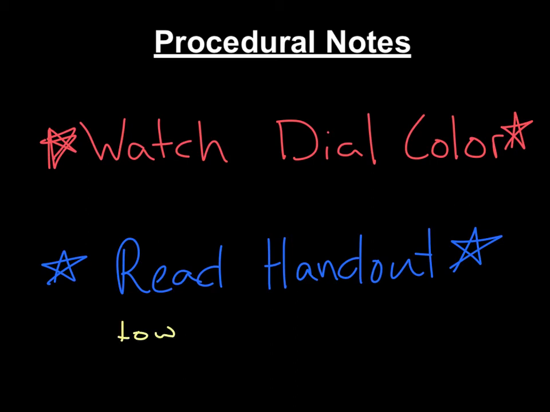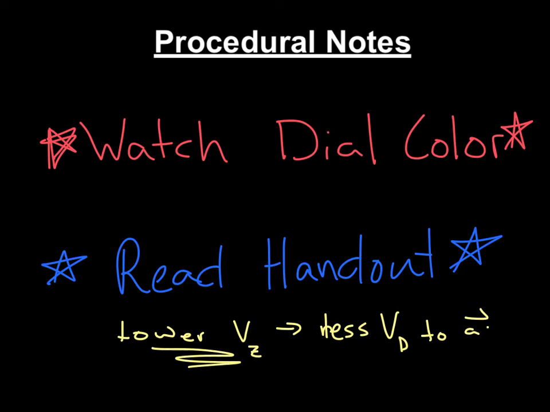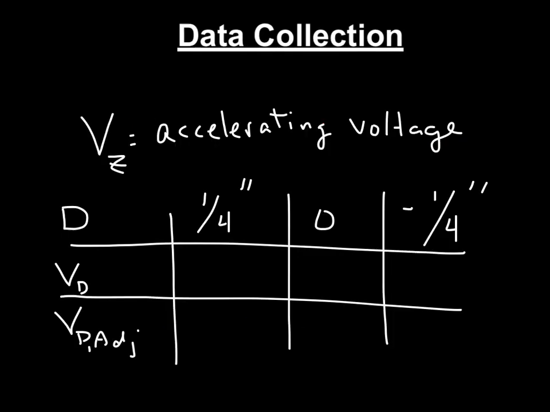The bottom line is that lower accelerating voltage, I'm going to call this VZ, means less voltage across the deflector is needed. This is just because when the electron is going faster, because of your accelerating voltage, it spends less time between the plates. So let's look at some sample data.